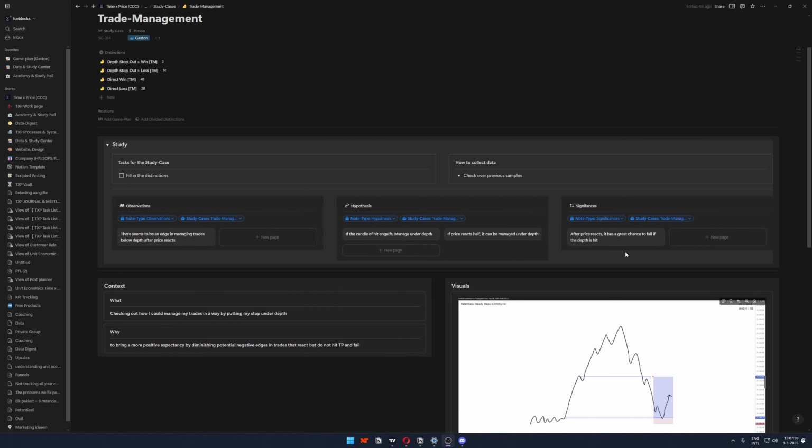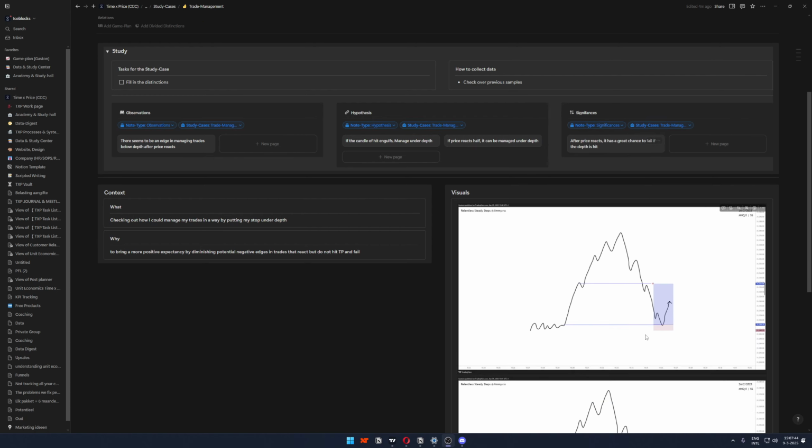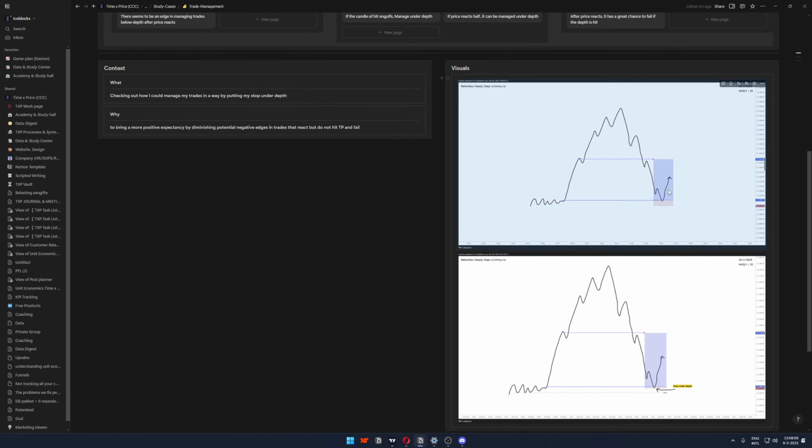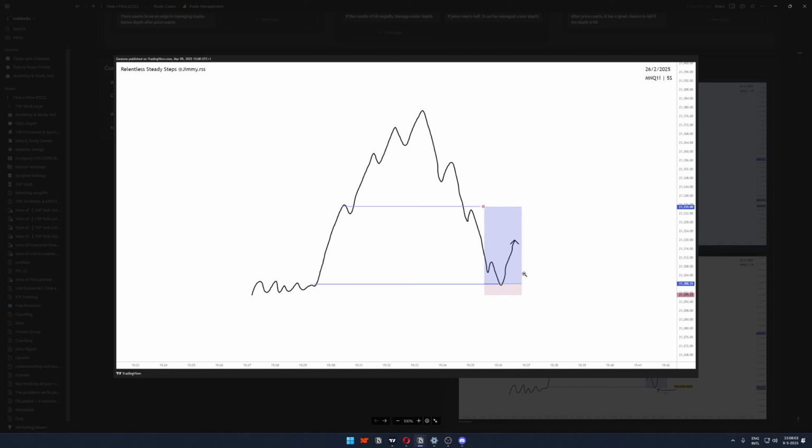Now, I have checked out one significance already, and that's the significance that after price reacts, that's what it's built on: there seems to be an edge in managing trades below depth after price reacts. And here I have the significance that after price reacts, it has a great chance to fail if the depth is hit. So that means that if this depth is hit right here and price returns back, not hitting the TP, there is quite a big chance, compared to not having this situation, that price goes to the stop loss instead of still returning to the upside.